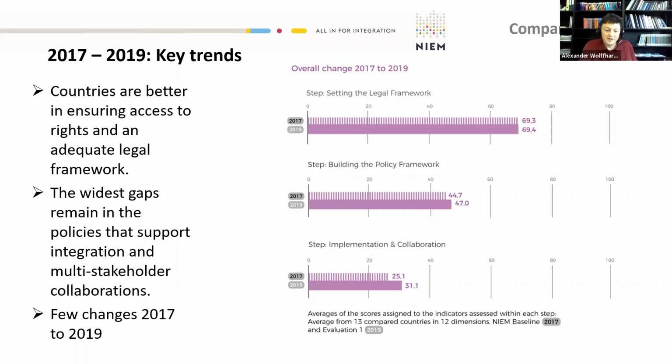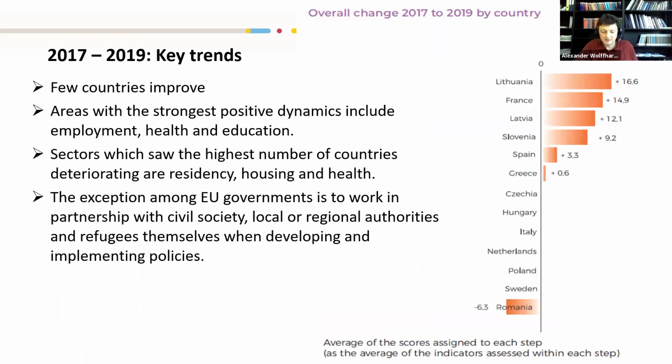Now, if we look at individual countries, actually only very few have seen improvements in this period. France, Lithuania, Latvia, Slovenia. Romania even fell back. When we look at the areas which have seen improvements, it was mostly in employment, health, and education. Sectors that were backsliding mostly were residency, housing, and health.